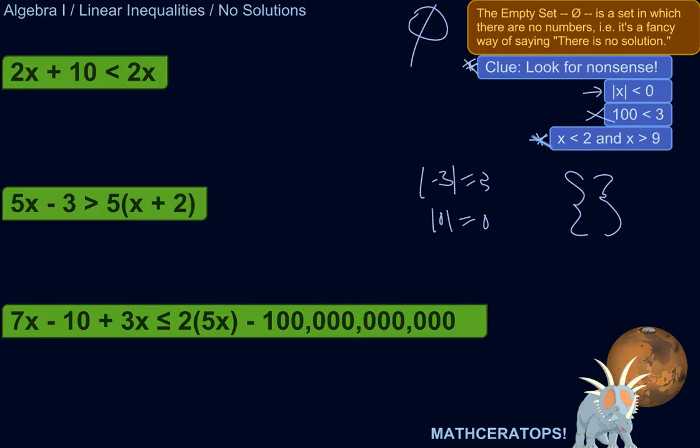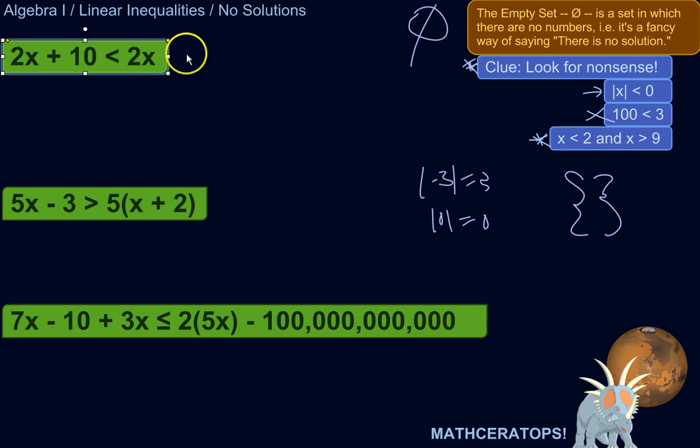Right, so let's look at some concrete examples. 2x plus 10 is less than 2x. Well, let's just translate this to English. We don't even have to try to solve this. We just translate it into English and ask ourselves, what is this saying? What does it mean? This is saying 2 times a number plus 10 is less than 2 times that number. I mean, what? That's not going to work. But just to prove it to you, I'll show you.